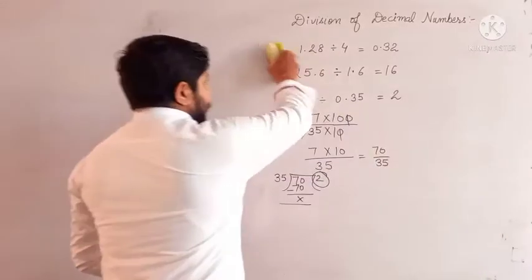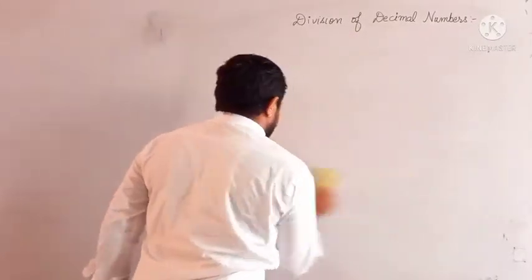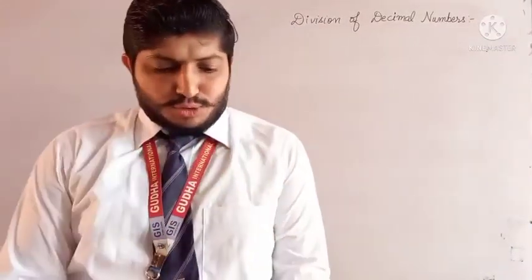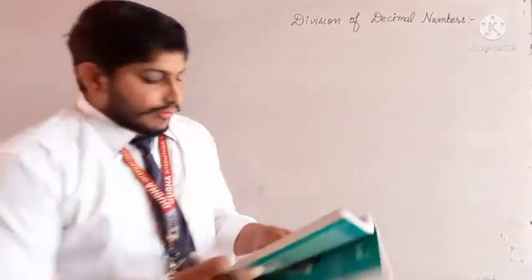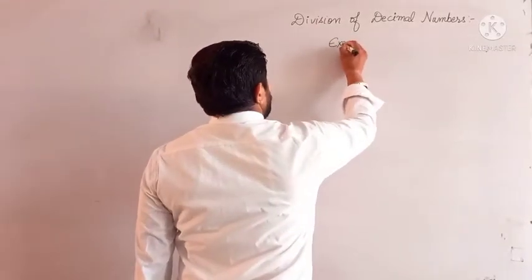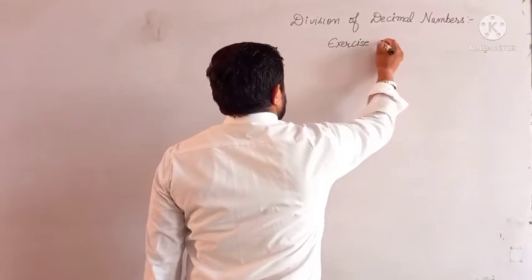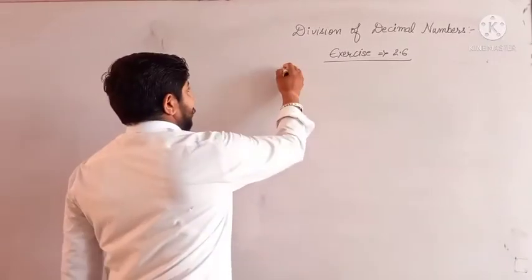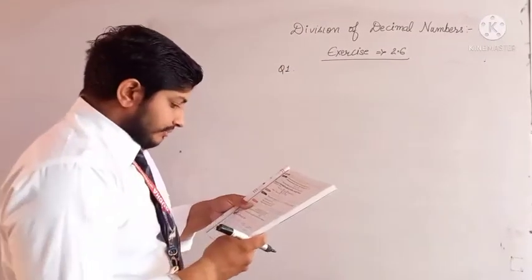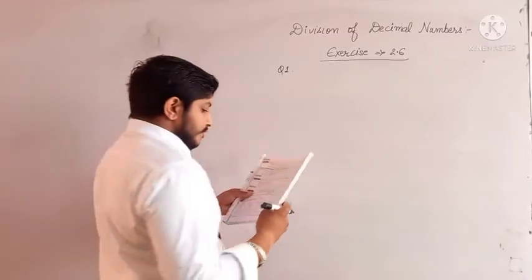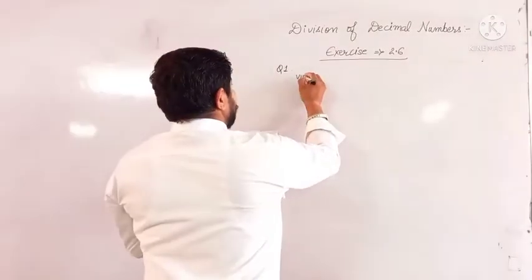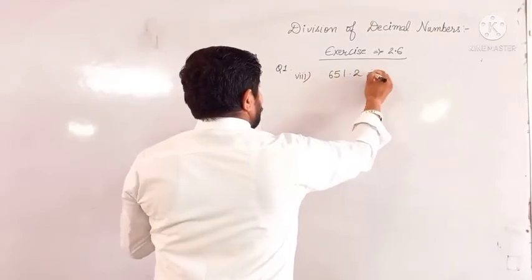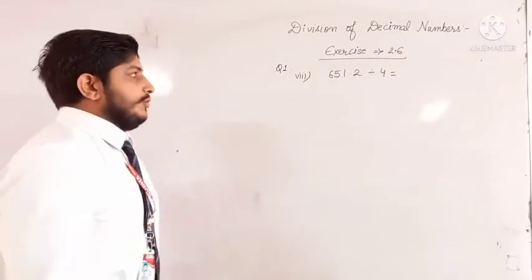Let's start exercise 2.6, beta. Without wasting our time, we directly go with exercise 2.6. In exercise 2.6, the first question is also division. All the questions in this exercise are on division, which you know very well. First question: find all the parts of division. I see here part 8, that is 651.2 divided by 4. Just divide without the decimal with us.